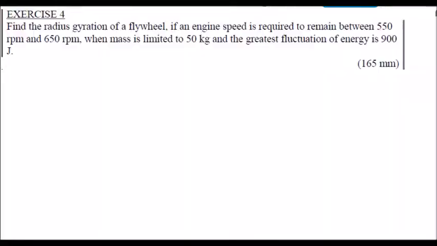Right, exercise 4, let's go through that. We've got to find the radius of gyration of the flywheel. Given the engine speed is required to remain between 550 RPM and 650 RPM, and the mass has to be limited to, like a design constraint, 50 kilograms. The greatest fluctuation of energy is 900 joules. So again, it's a nice little straightforward question, really. Take the information from the question.